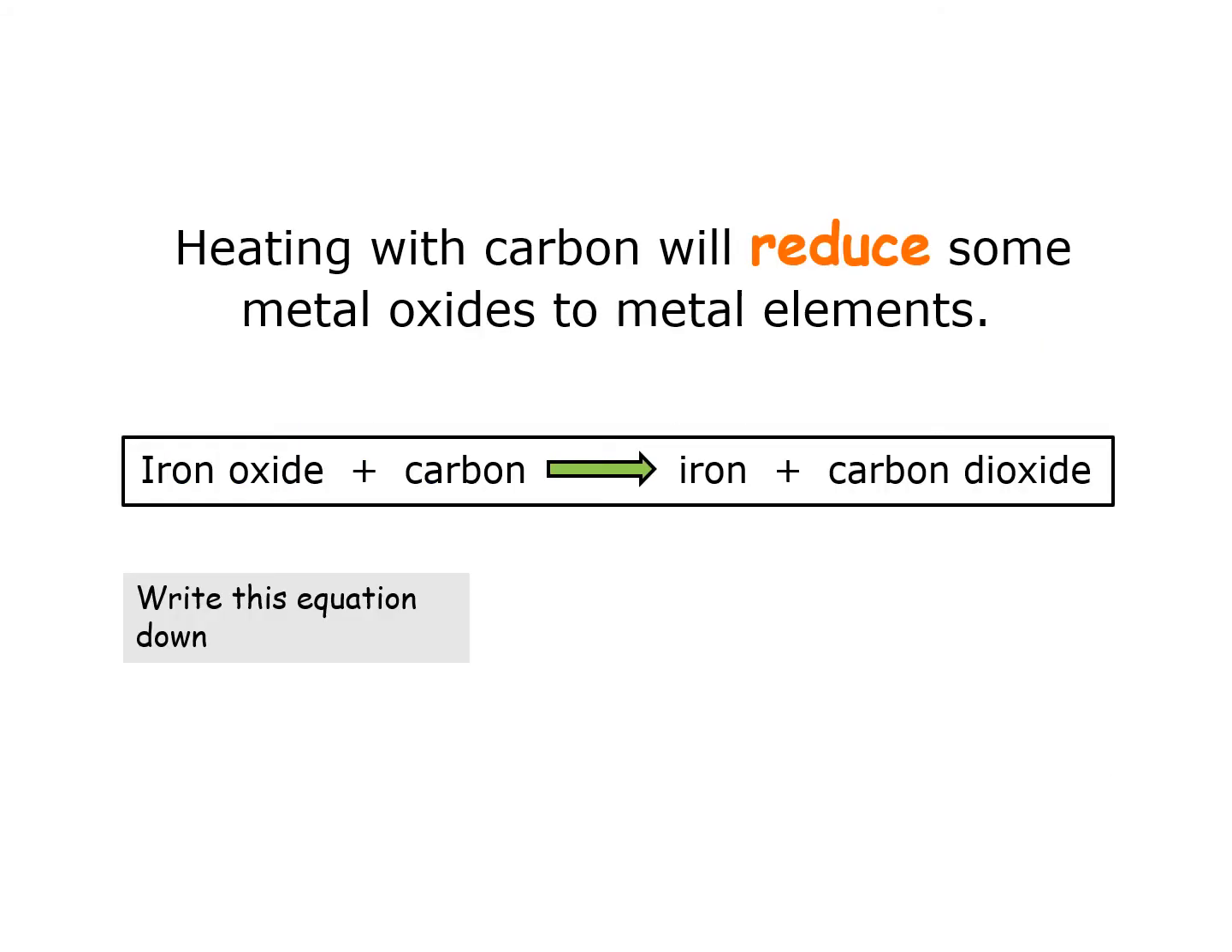Okay, so heating with carbon will reduce some metal oxides to their metal elements. And this is a really important example of a metal which is extracted in this way. Iron is extracted this way. Iron oxide plus carbon, as I just mentioned, will give you iron plus carbon dioxide. It is an example of a displacement reaction. It's also a reduction reaction because we're removing oxygen from the iron.